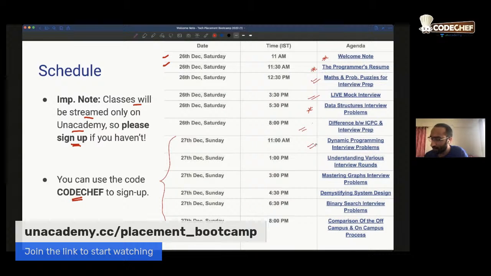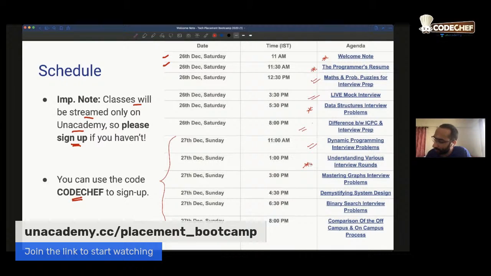First, we have a session on DP, again, one of the favorite topics in interviews. Then we'll have a session on understanding the various interview rounds. We all know that in interviews for most of the product companies, there are different rounds. First they have a screening round, then a telephonic interview, an on-site interview, and sometimes also a whiteboard round. So we'll understand the various differences and how you can prepare for each of these different rounds.